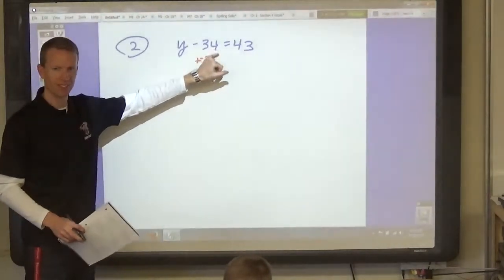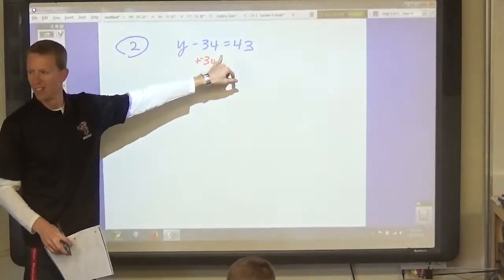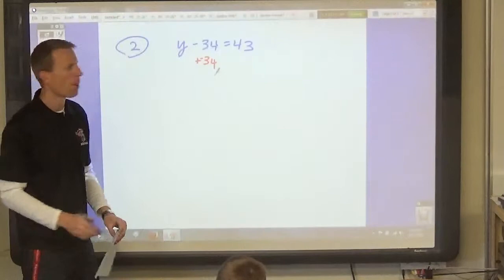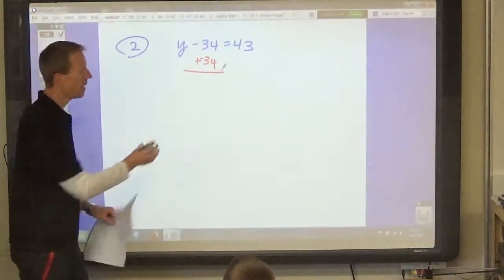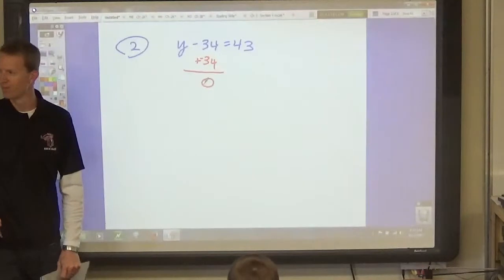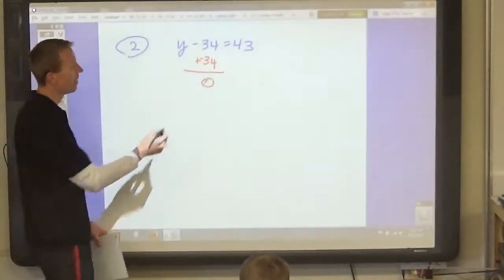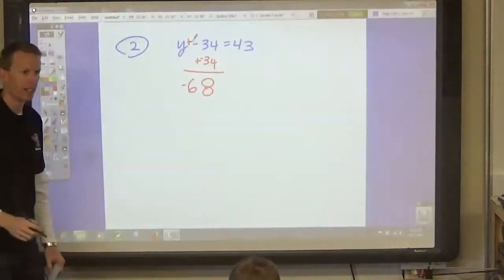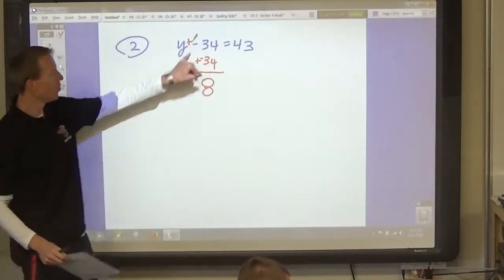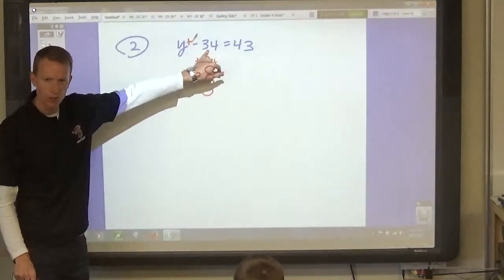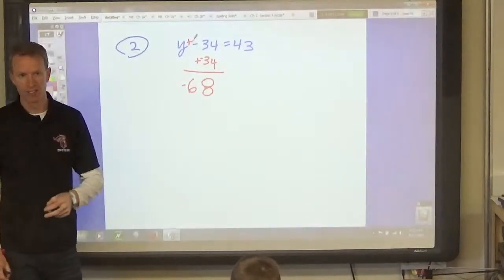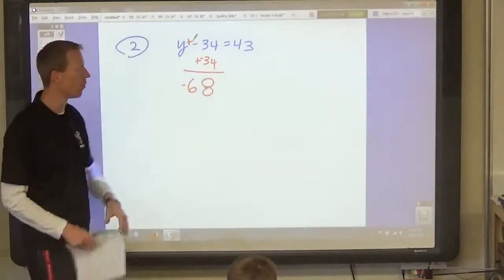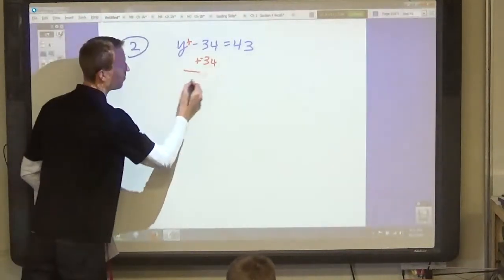Come on, people. Help me out. Is this correct? No. Does that equal 0? No. That equals negative 68, because you didn't insert a plus sign, and you didn't see this as negative 34. You saw this as minus 34. But it's not minus 34. This is a negative 34. We have to add a positive 34 in order to get 0.